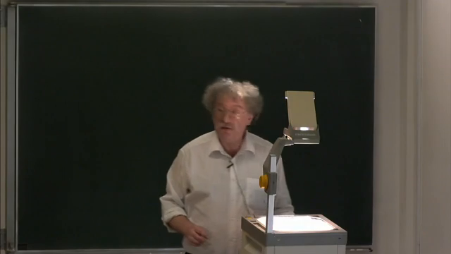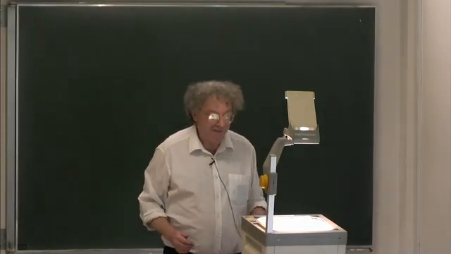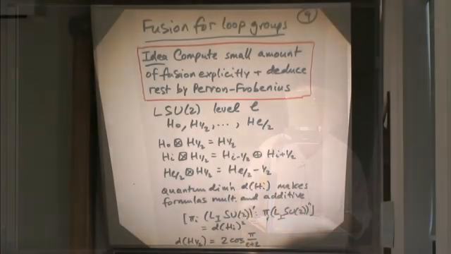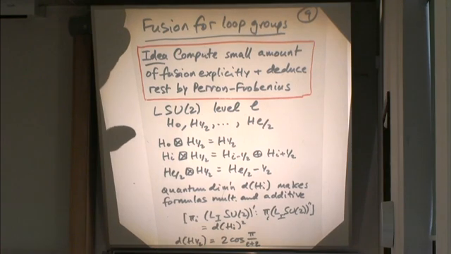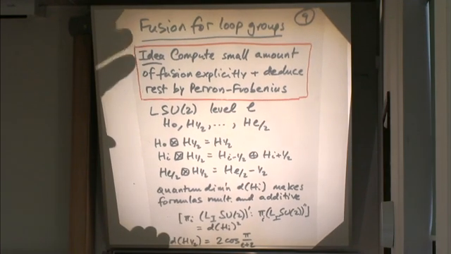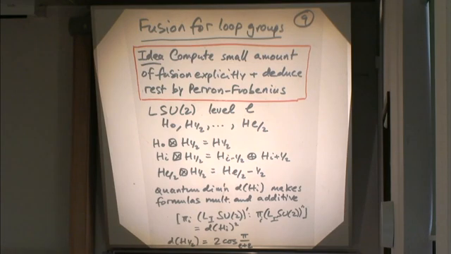Right, so fusion for loop groups. My loop group will be the loops on SU2 for the moment. So I'm just going to recall how, assuming that Vaughan Jones exists and has done all his work, we could do fusion for SU2 with as little work as possible. That's the idea. So we'll use the general theory of subfactors to feed into that. We don't really want to do too much. We don't want to get our hands too dirty.